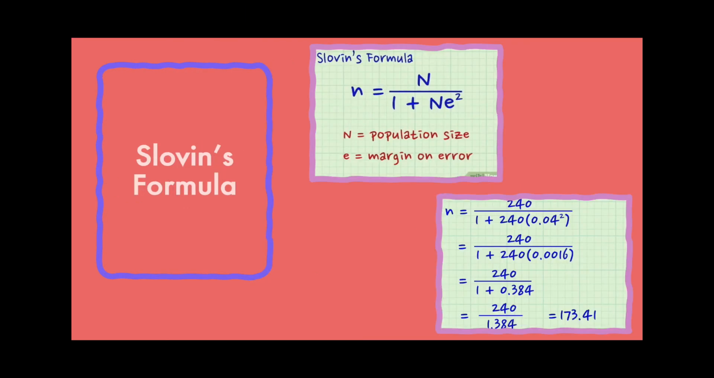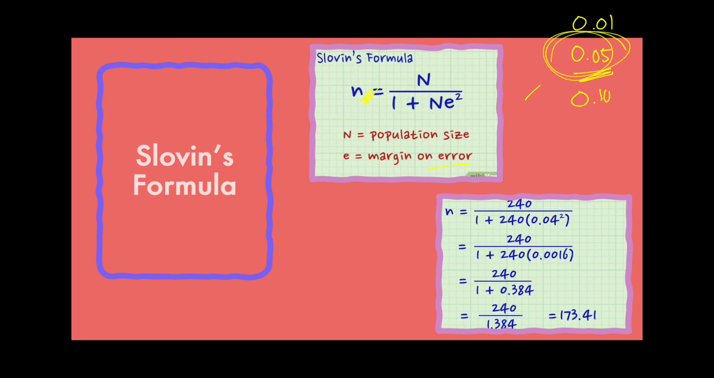So you can use this formula. No, this is Slovin's formula. The sample size equals population size over 1 plus population size times the margin of error. Usually the margin of error is 0.05, that's the most common, no? But others have it as low as 0.01 and some as high as 0.1. So 0.05 is the acceptable one for behavioral sciences.